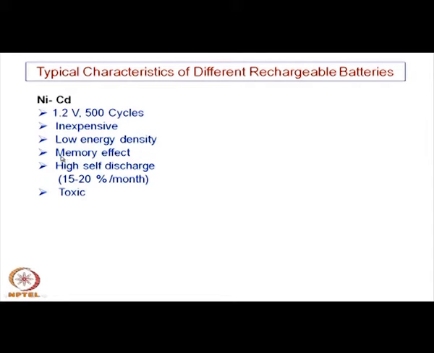This side is the anode material, and this side is the cathode material. During charging and discharging, the cathode material basically has some problem.